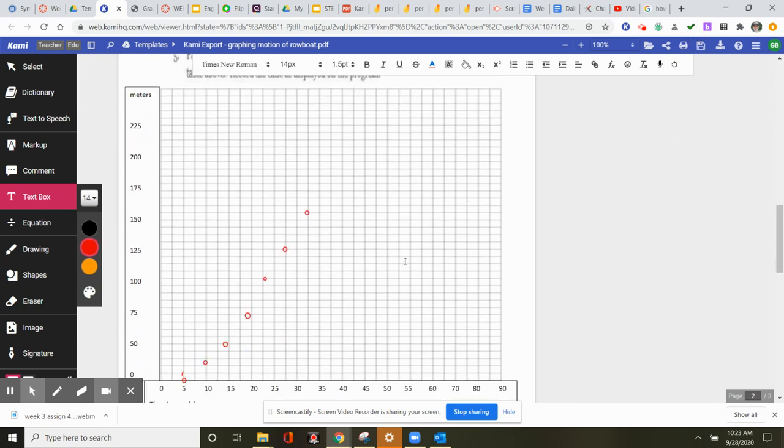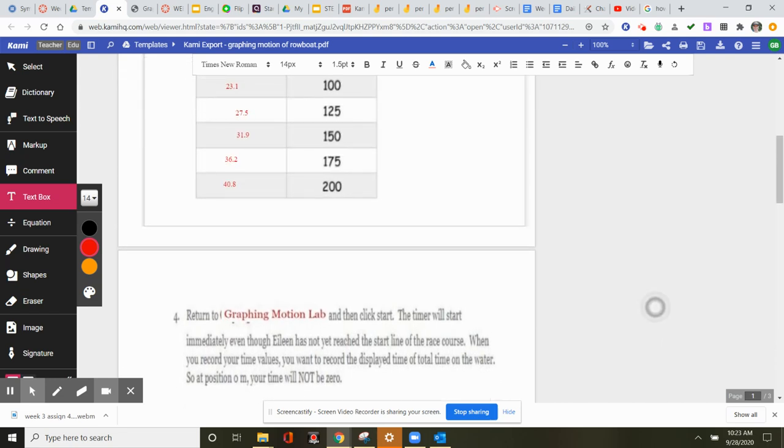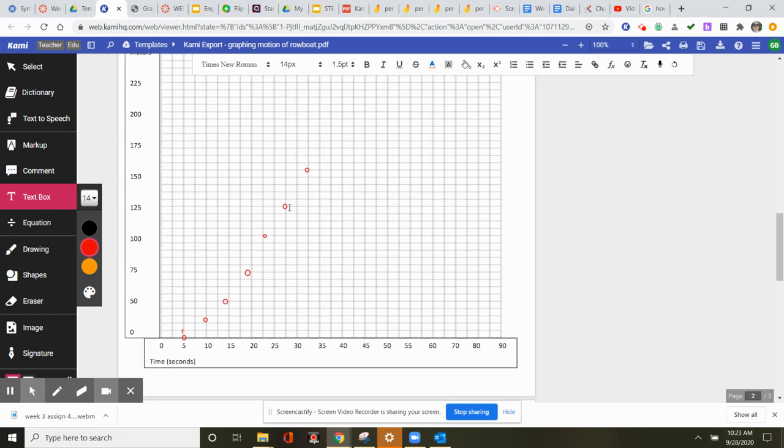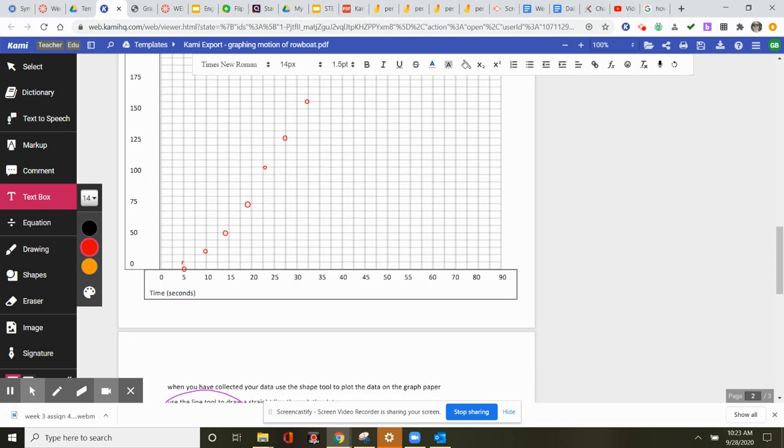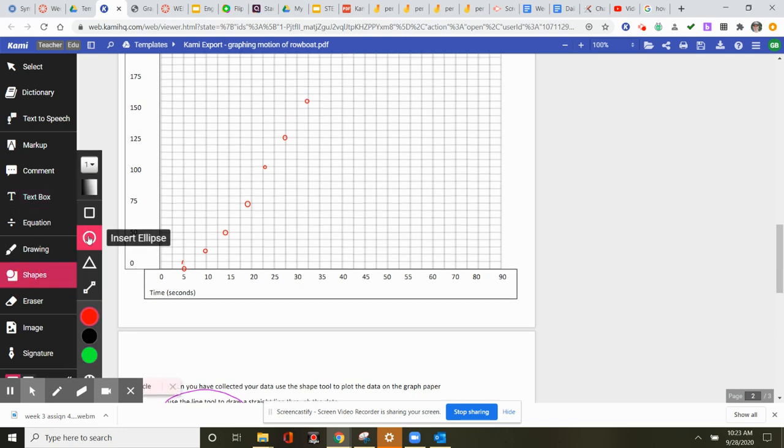So anyways, now let's graph the last two. At 175, it's at 36.2 seconds. So here's 175, and here's, so this is about 35, in between 35 and 40 is 37 and a half. I forgot what I said, 36.2. So right before 37 and a half would be about right here. So I'm gonna make a shape tool of a circle, almost forgot, and here it is. It's going to go about right here.